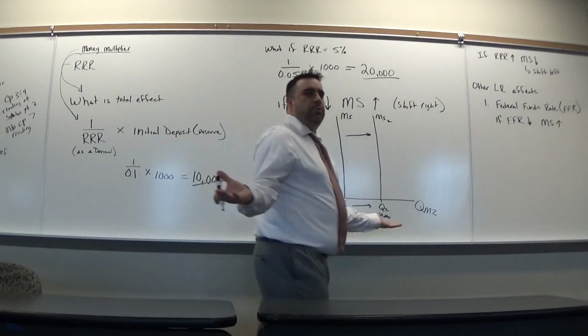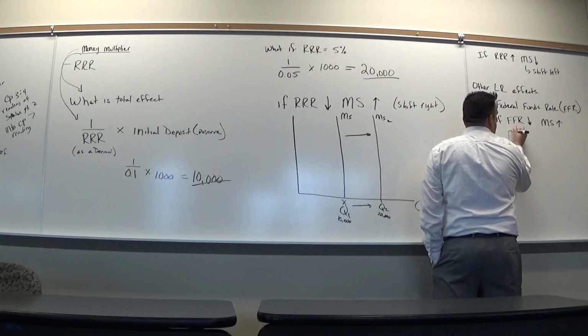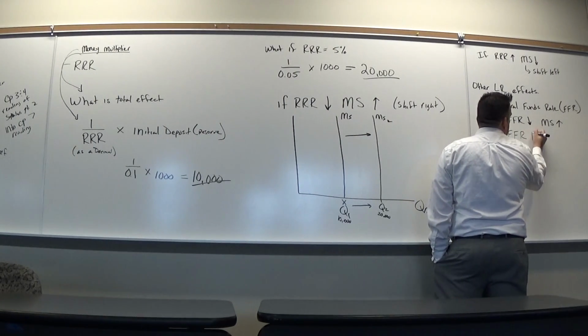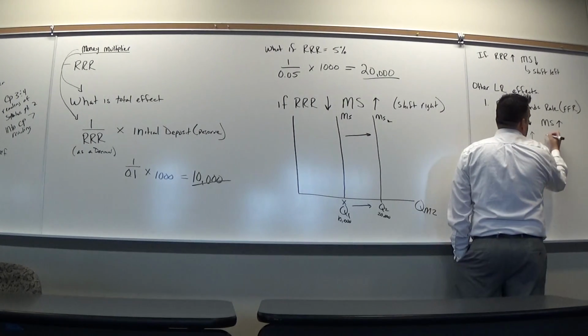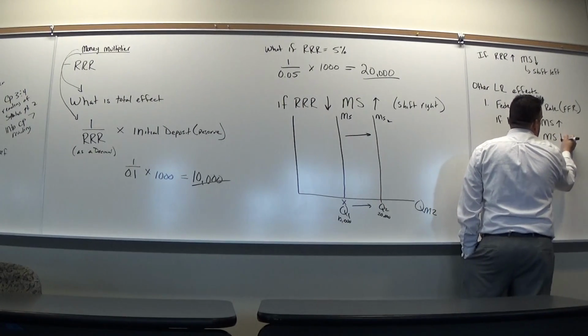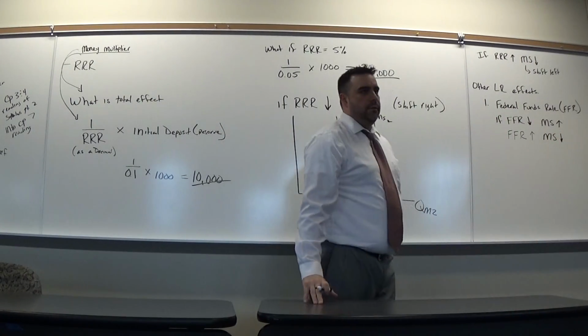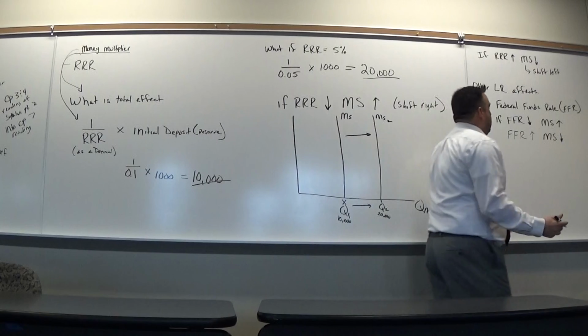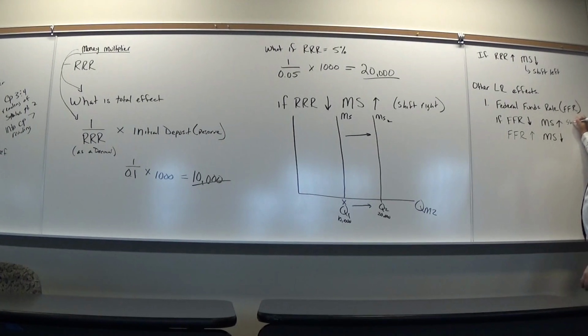The reverse is true as well. If the federal funds rate is increased, money supply would be decreased. And again, it looks the same: increase in money supply, shift MS right; decrease, shift MS left.